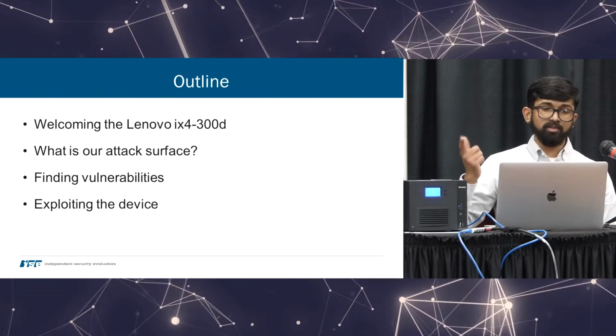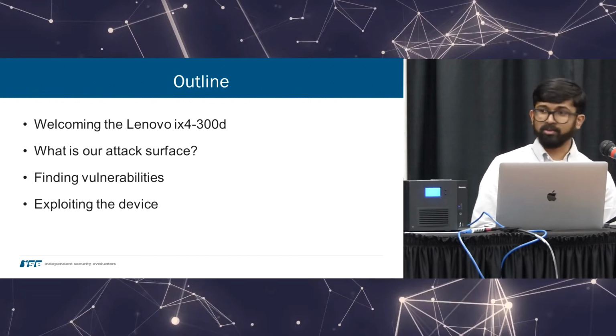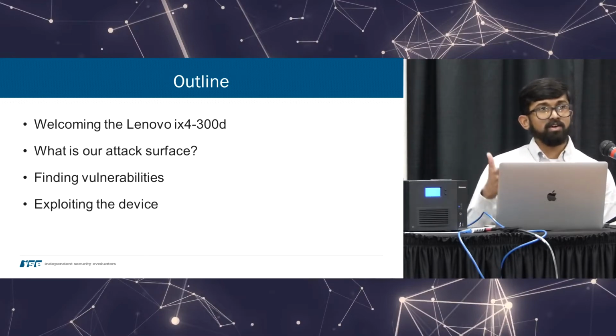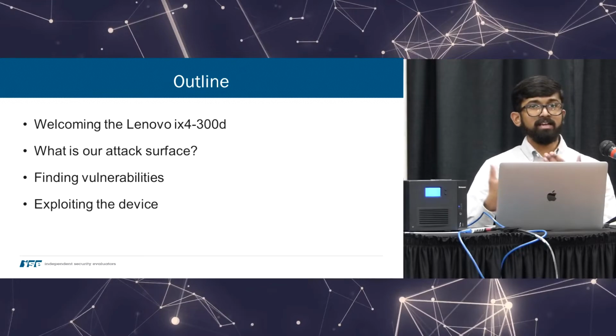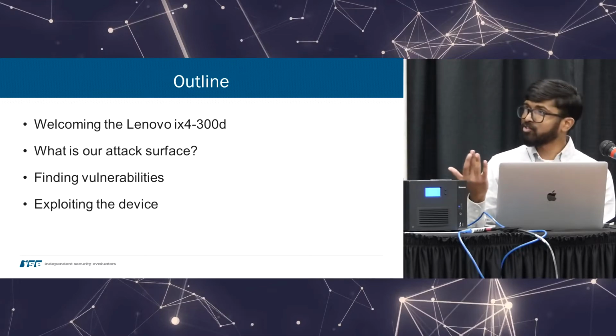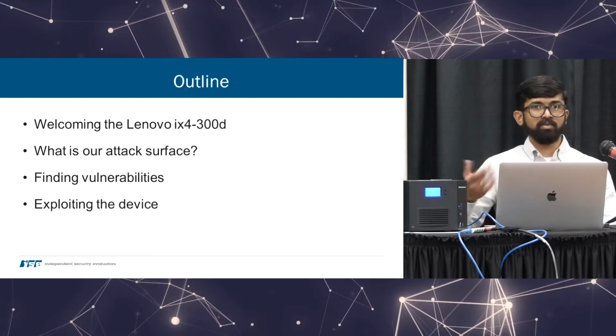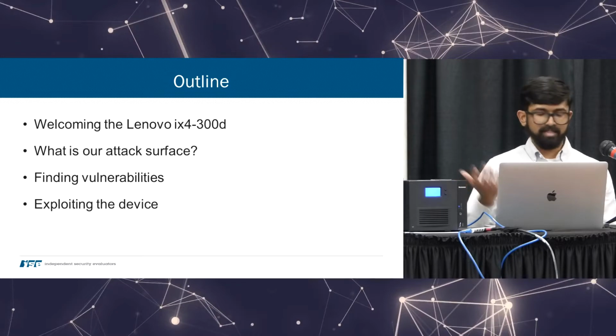Here's the outline. So just the things that we just discussed. I'm going to be covering the Lenovo Ix4 300D, which is this device that's right next to me that I keep pointing to. We're going to be talking a little bit about the attack surfaces on the device. We're going to find the vulnerabilities together, and then after we're going to build the exploit. So the whole process is going to be dynamic. I have some things that are prepared in case something does mess up. Most of it is going to be you guys figuring out what it is that I do when I try to find these vulnerabilities in my day-to-day job.